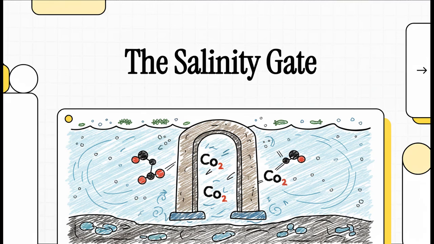Welcome to The Explainer. Today, we're diving into a connection that might sound a little strange at first: the salt in our oceans and the very air we breathe. But it turns out ocean salinity plays a huge active role in controlling atmospheric carbon dioxide, and really, we're just now beginning to understand how deep that connection goes.